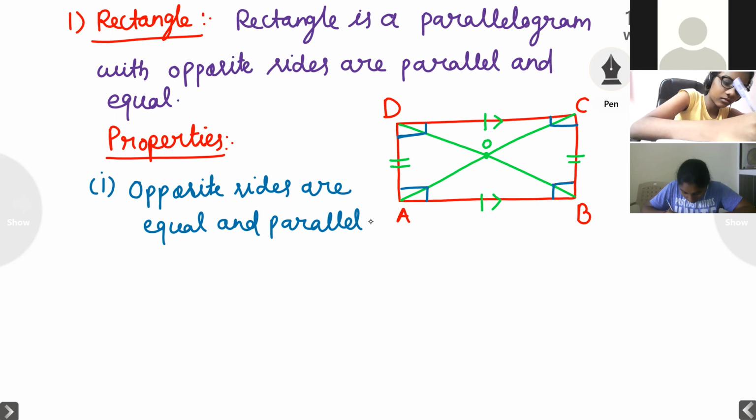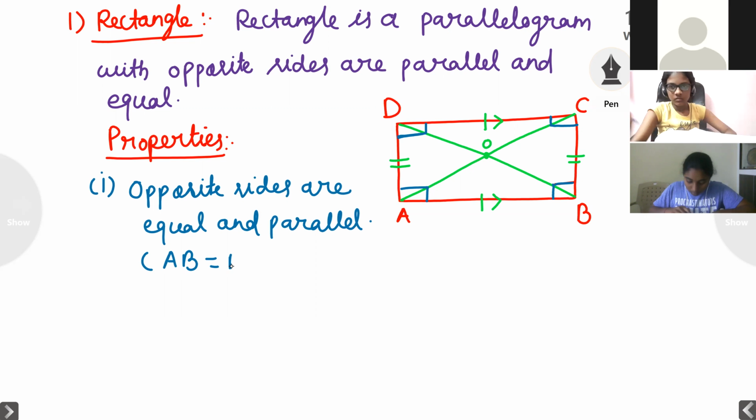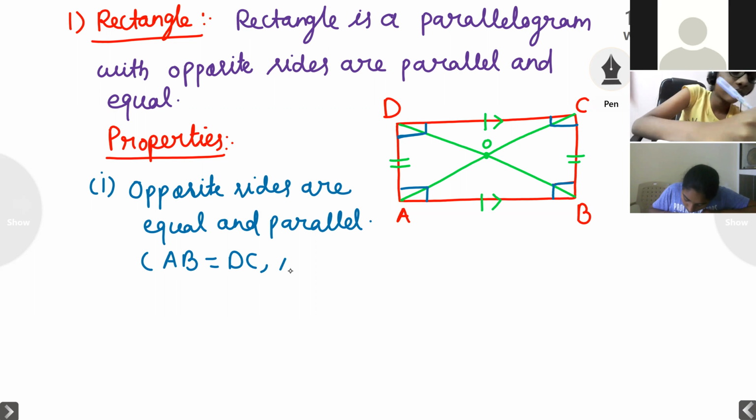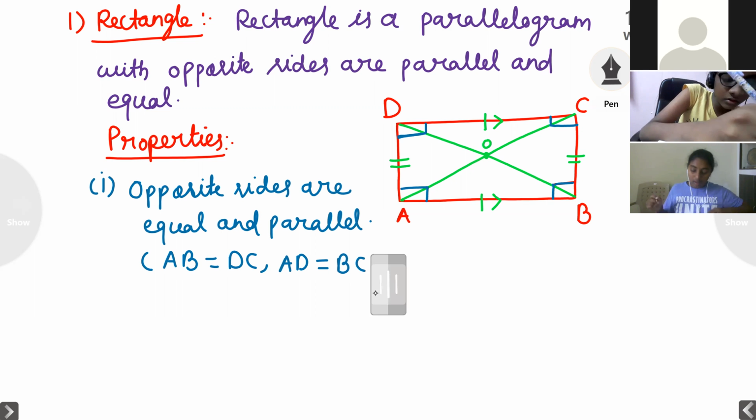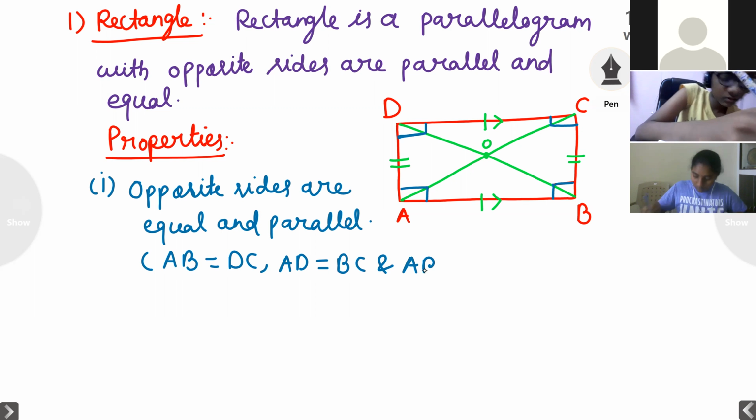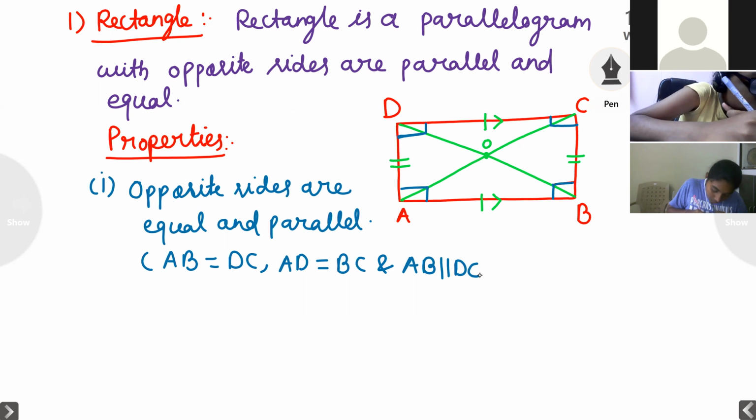In the bracket, note down: AB equals DC, comma, AD equals BC, and AB parallel to DC, comma, AD parallel to BC. This is the first property of a rectangle.